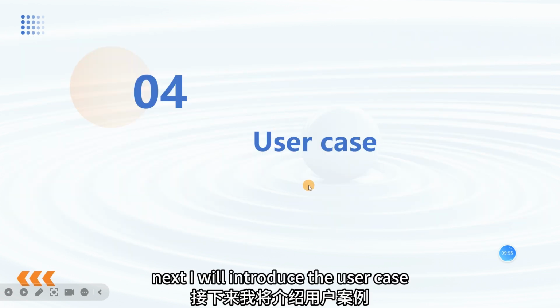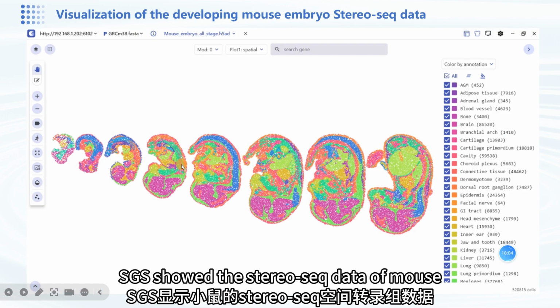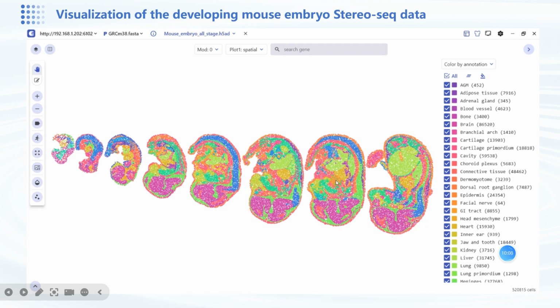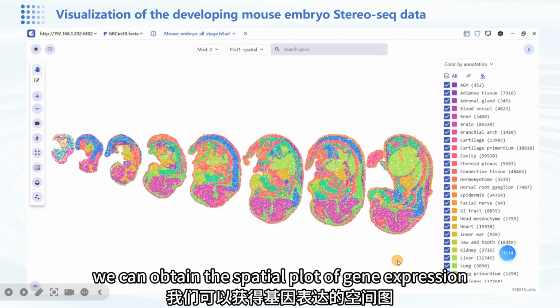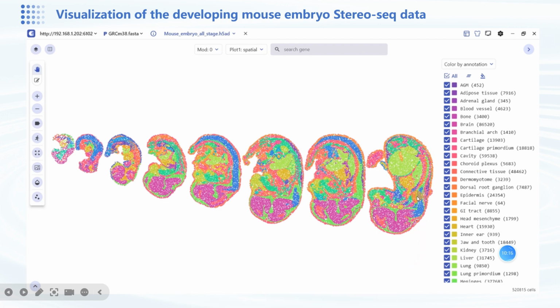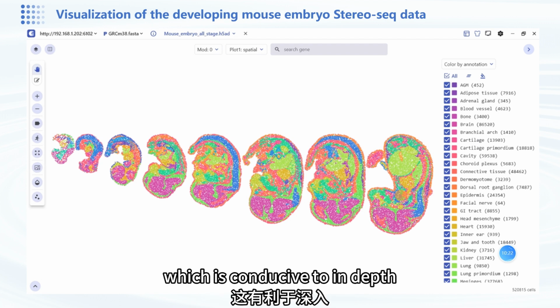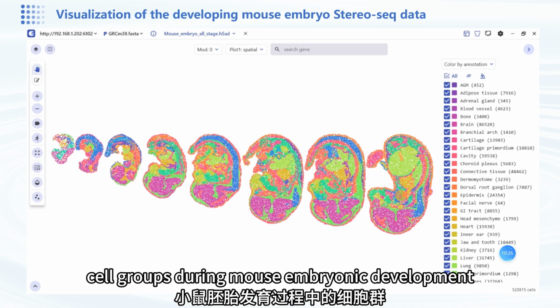Next, I will introduce the user cases. SGS showed the CETROSEC data of mouse embryonic development spatial section in E9.5 period. Through 2D scatter plot and gene retrieval function, we can obtain the spatial plot of gene expression, gene co-expression module, and regulation of embryonic sagittal section in all periods, which is conducive to in-depth understanding of the dynamic differentiation process of cell groups during mouse embryonic development.